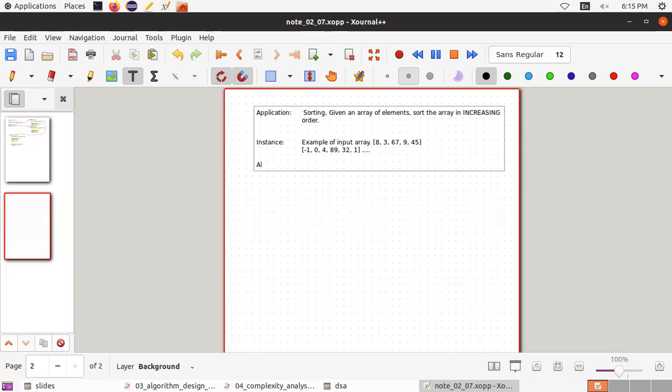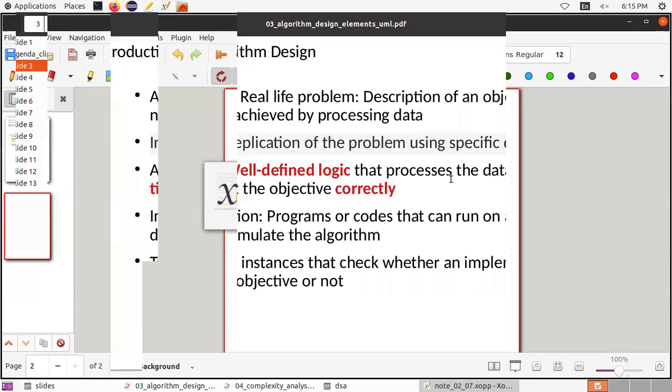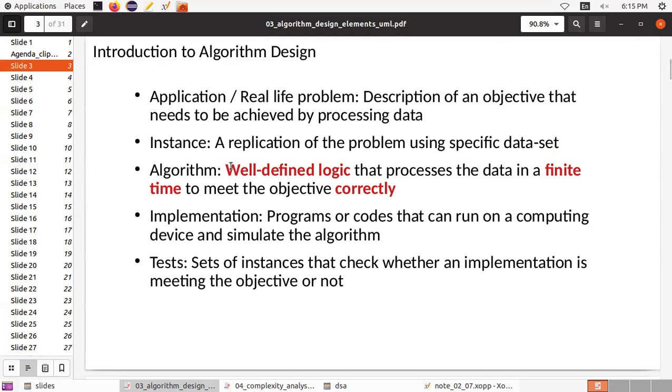And the algorithm, more formally, is a well-defined logic that processes this data in a finite amount of time. So the most important things are, it has to be well-defined. You need to know exactly what the steps are. It has to process this data in a finite amount of time. That amount of time could be more, it could be less, it could be exponential, it could be whatever, but it has to terminate in a certain amount of time. And it has to meet the objective correctly.